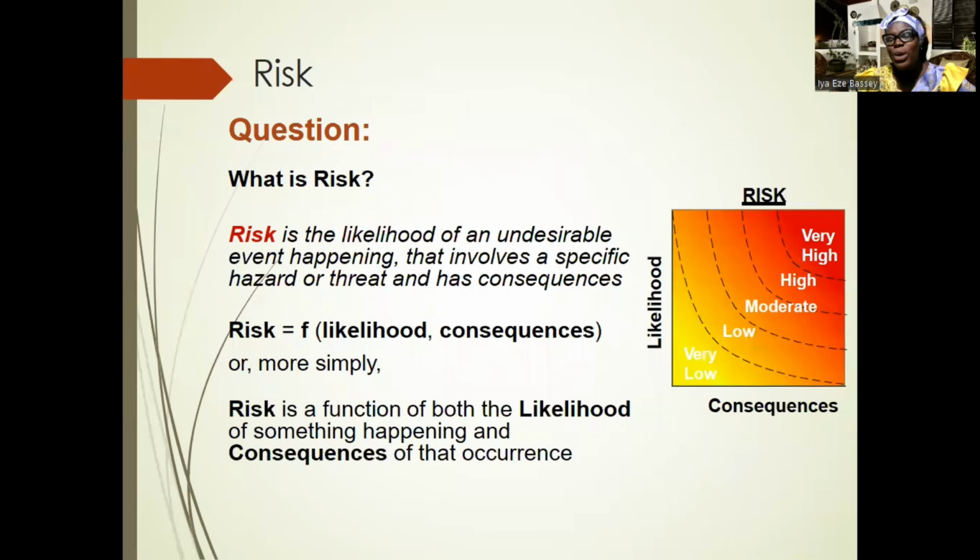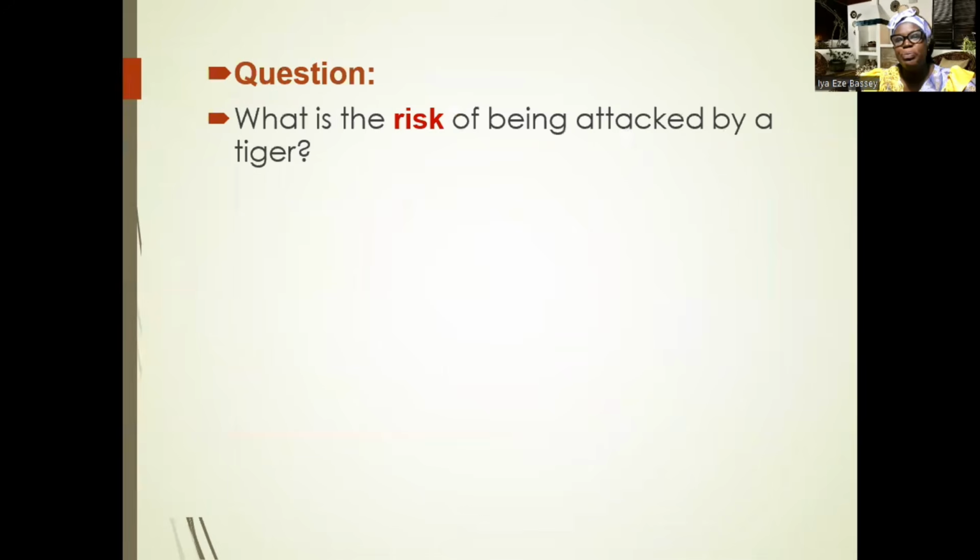So now, what is risk? I asked this question in the last class, and I think I gave it an assignment. Risk is a function of both the likelihood of something happening and the consequences of that occurrence. So it's a function of likelihood and consequence, all right? And it's represented on a graph that is modeled like this one that you're seeing here.